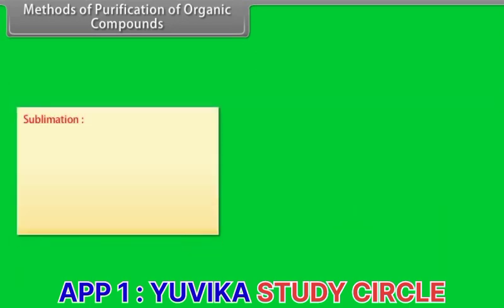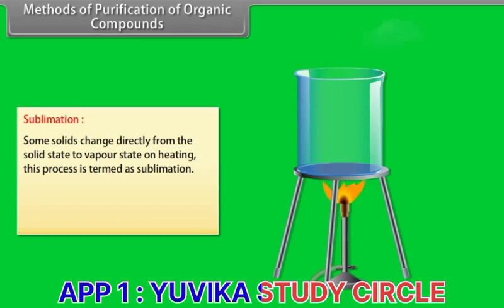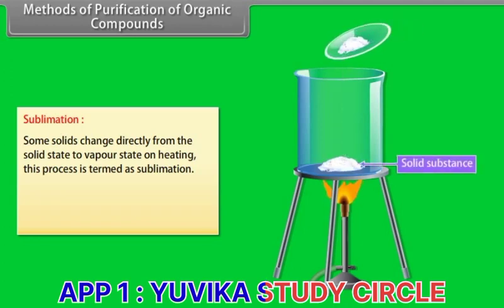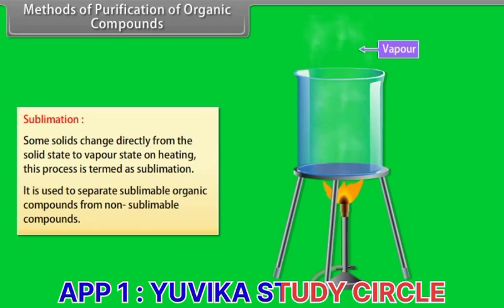Sublimation. Some solids change directly from the solid state to vapor state on heating. This process is termed as sublimation. It is used to separate sublimable organic compounds from non-sublimable compounds.